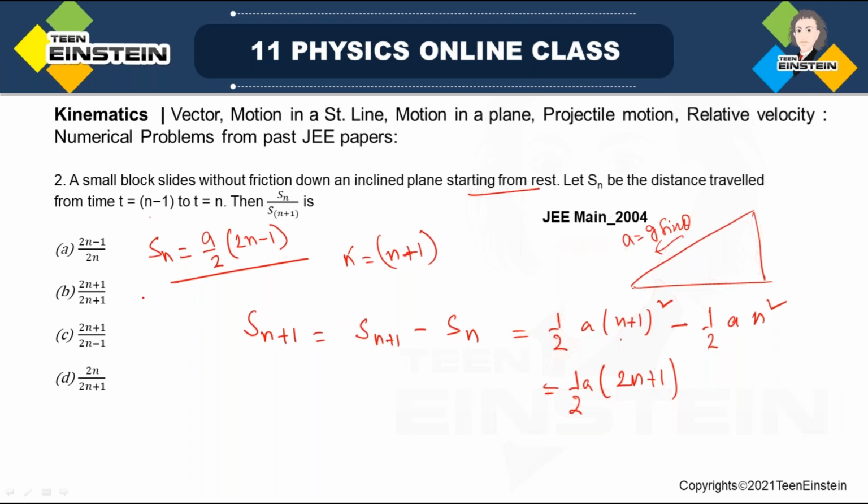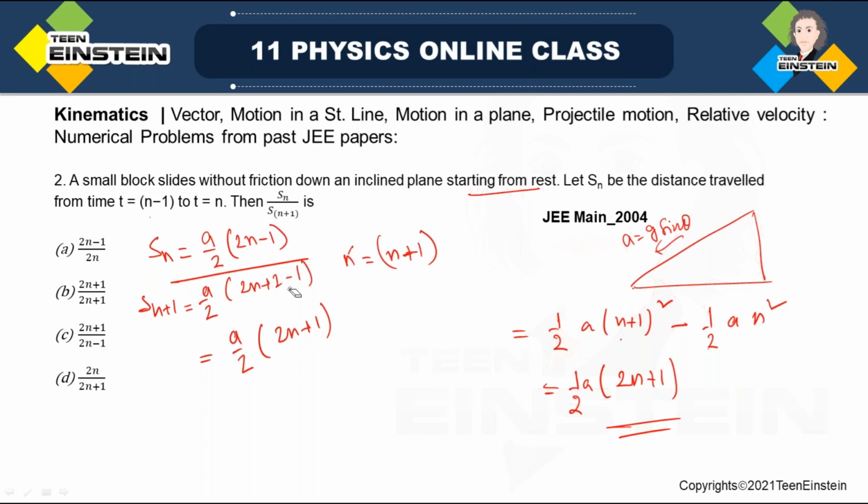So what we get from here? Sn plus 1, so a by 2, n plus 1 means 2n plus 2 minus 1. Look, from here itself you will get it. So this is a general formula: a by 2, this is 2n plus 1. Okay, see, we have got the same thing. So this formula you can just remember: Sn is a by 2, 2n minus 1. Okay, this is the formula.